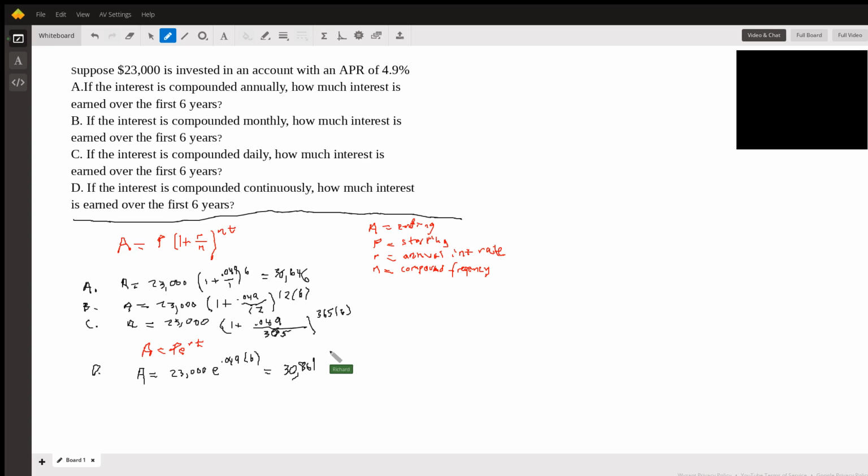Okay, that's it for this question. I hope you spend time on this, and I hope you get comfortable with it, because this is a formula that really is useful to you throughout your life.